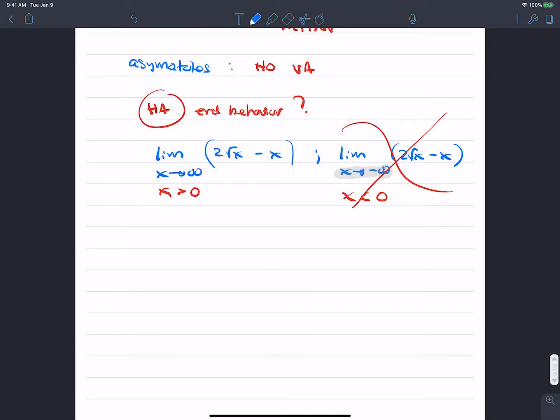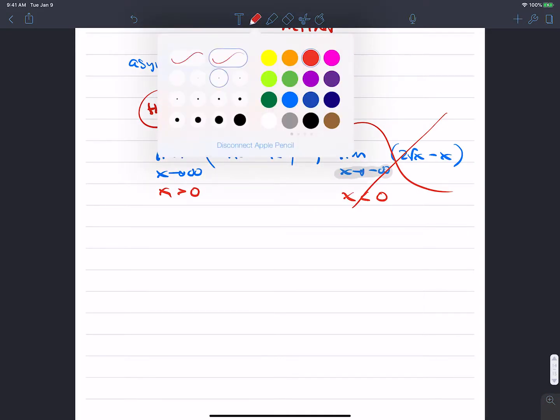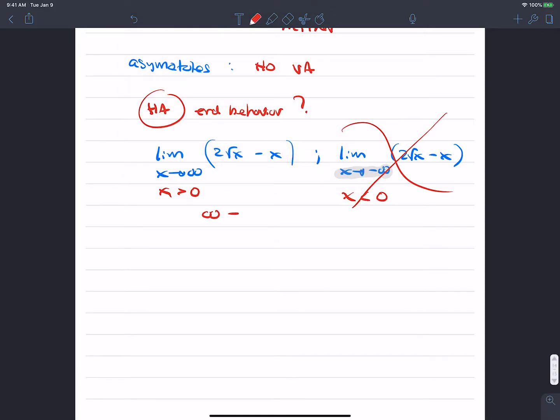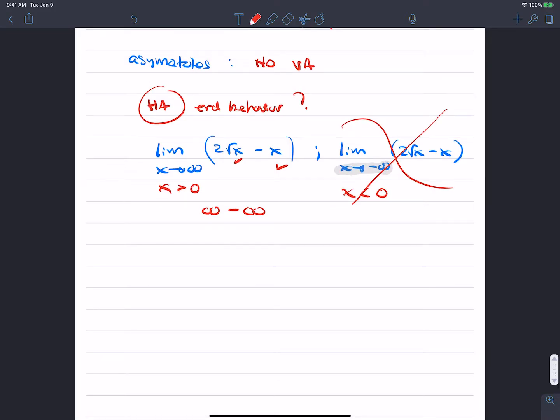Okay, do you guys know what that limit's going to be? If you go through properties of limits, you're going to say a limit of a difference is the difference of limits. You might conclude what? This is infinity minus infinity. Is that true? Because remember, x is getting big, so that gets big, and this other x is getting big. Is that true? And what do you call infinity minus infinity? This is indeterminate.